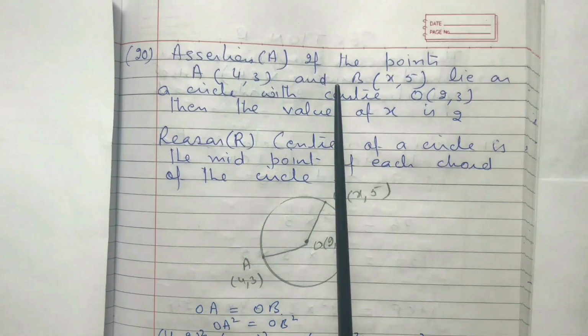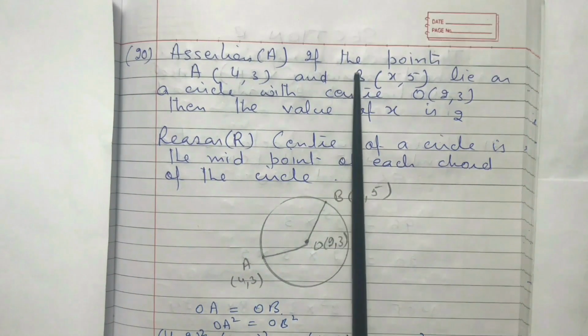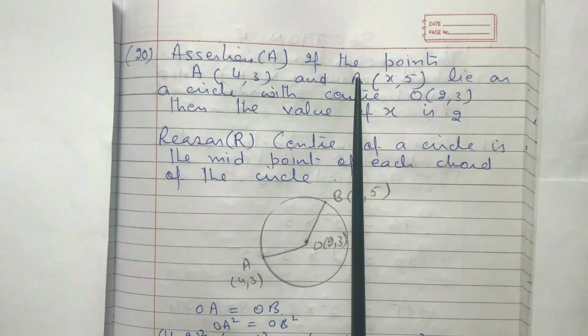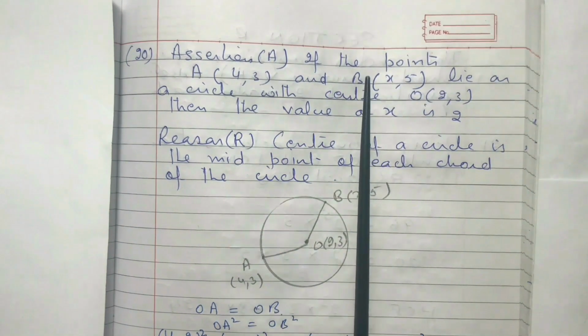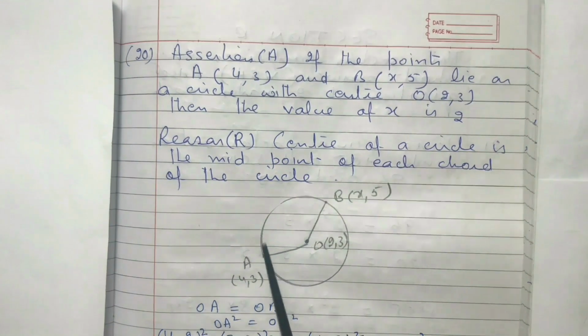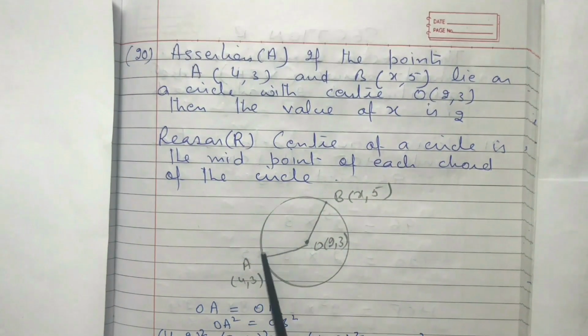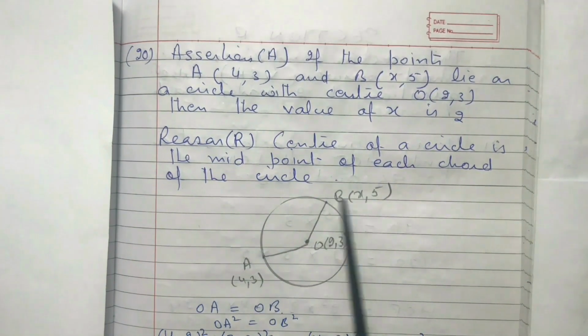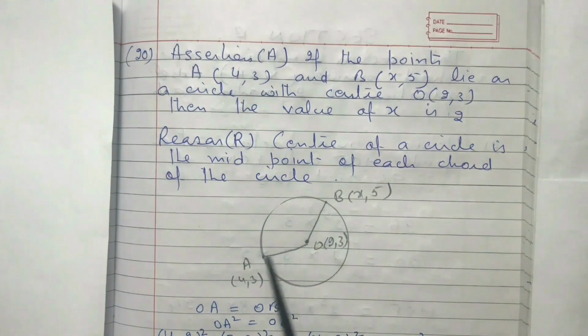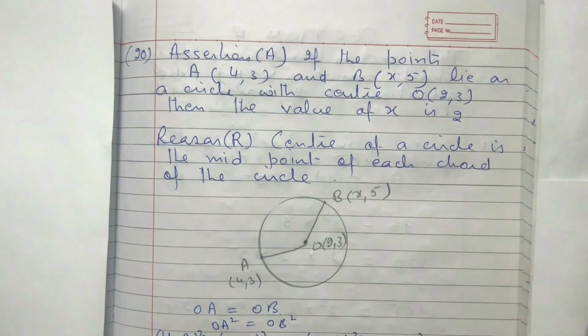Now let's come to the assertion A. Now these 2 points are on the circle. This is the center. And if these 2 points are on the circle and this is the center, I have made this picture here. So suppose A is here, B is here. This point is (4, 3), this point is (x, 5). This is the center. This is the radius, this is the radius. It means OA is equal to OB.